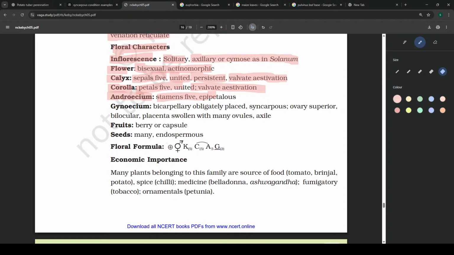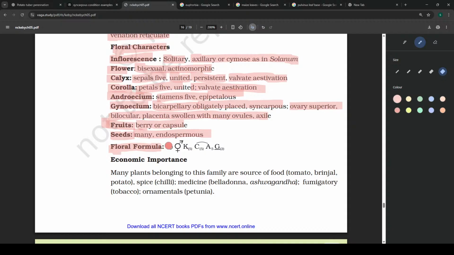Androecium, stamens 5, epipetalous, meaning they are connected to the petals. Gynoecium, bicarpellary, two carpels, obliquely placed, syncarpous, fused. Ovary superior, bilocular, placenta swollen with many ovules. Axile is the placentation. Fruits, berry or capsule. Seeds, many, endospermous. Many seeds are there, they are endospermous seeds.